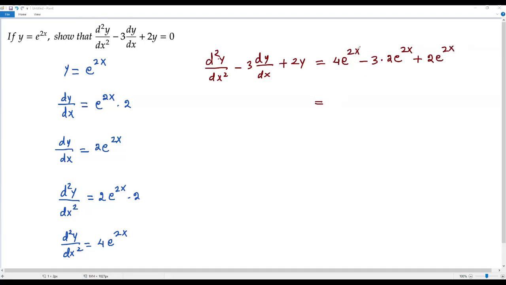Now let's combine this one and this one, because both of them have the same sign. So positive 4 times e to the power of 2x plus 2 times e to the power of 2x becomes 6 times e to the power of 2x. Negative 3 times 2 is 6, so minus 6 times e to the power of 2x. So 6 times e to the power of 2x minus 6 times e to the power of 2x becomes 0. Now I have shown that the value of this expression equals 0.